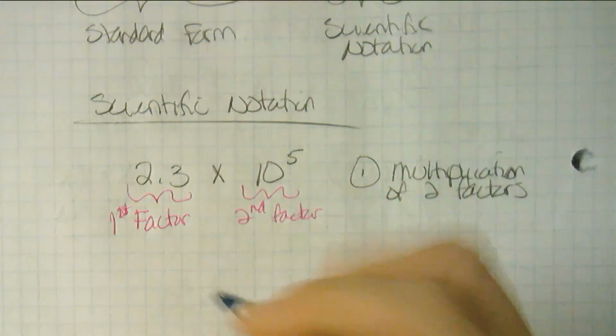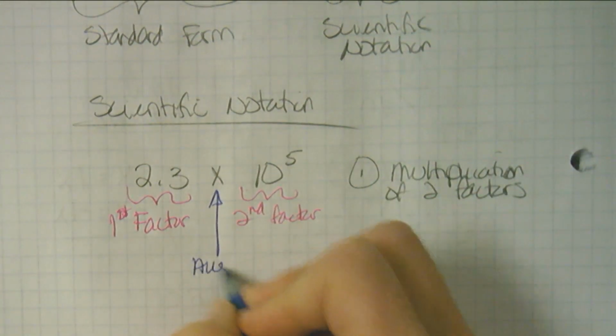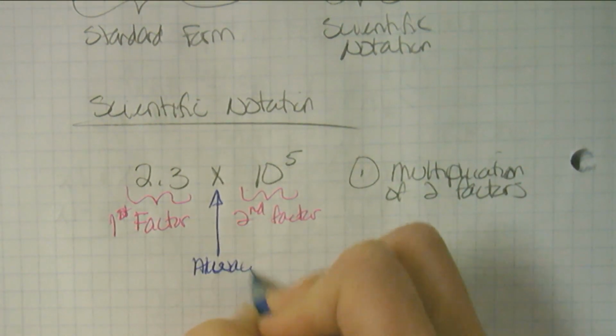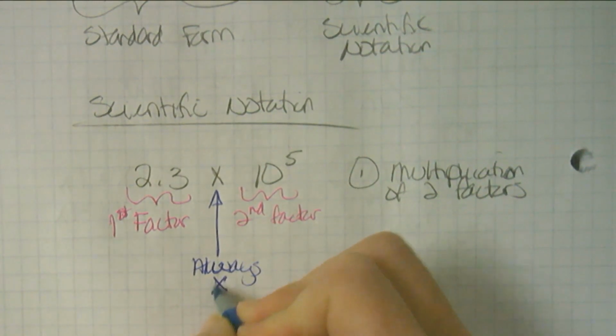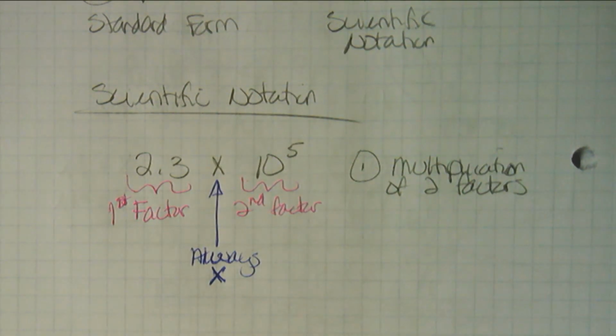The multiplication will always be an x. Always x. Or that multiplication symbol that is an x. It's not a dot, it's not parentheses, it's not a star, it's always going to be an x. This is the one place that you're going to see x for multiplication, in scientific notation.